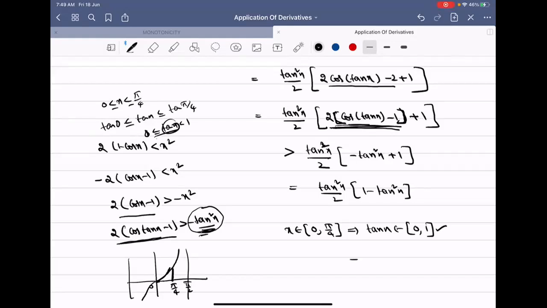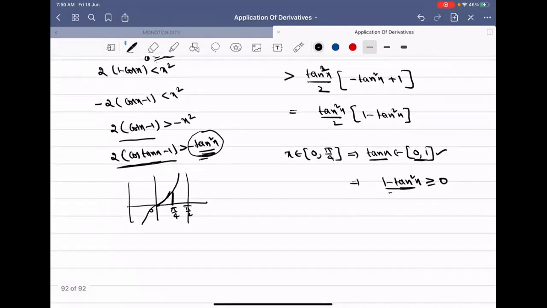So if tan x lies between 0 and 1, then 1 minus tan square x is always greater than or equal to 0, or not? Because tan x lies between 0 and 1 only. Therefore, the quantity 1 minus tan square x is always non-negative, either 0 or positive. It is never negative. So 1 minus tan square x is positive.